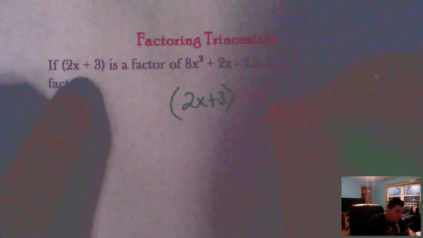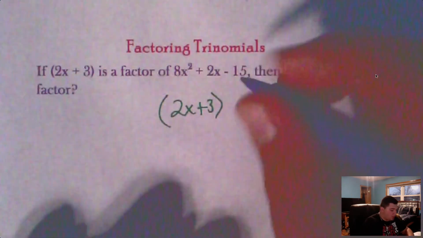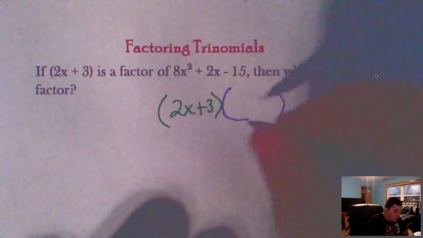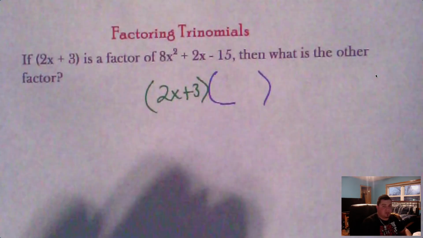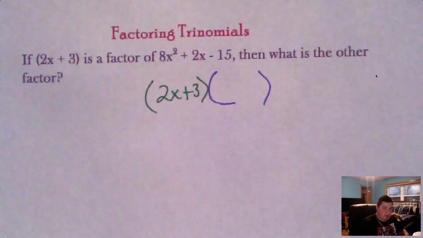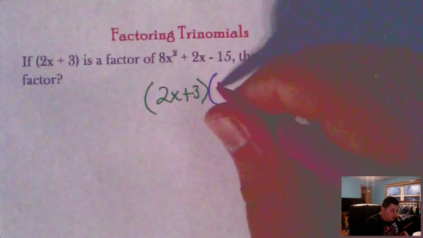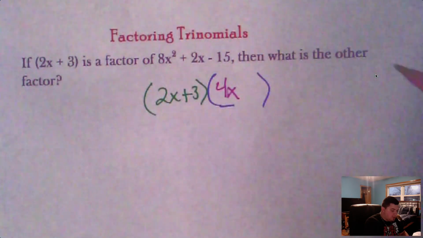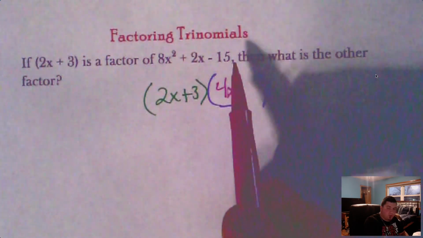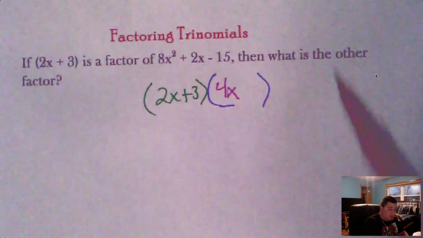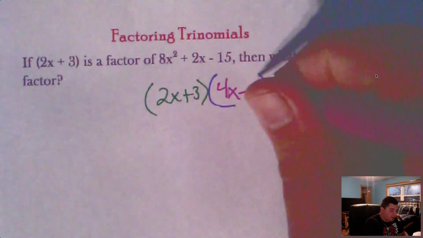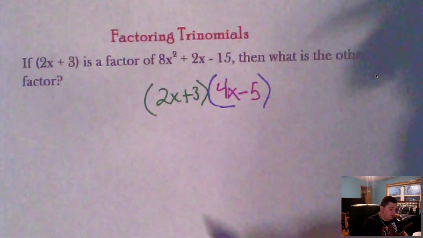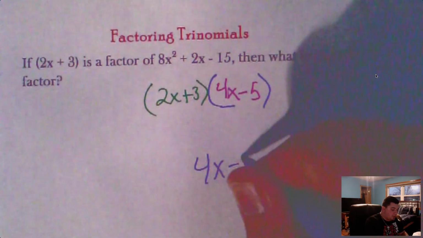You know this is 2x plus 3. What goes in the other side? Well, you know that the first 2 have to multiply to 8x squared. So if you have 2x, 8 divided by 2 is 4x. And then you know the back numbers have to multiply to the c value. 3 times what is negative 15, or negative 15 divided by 3 is negative 5. So my other factor would be 4x minus 5.